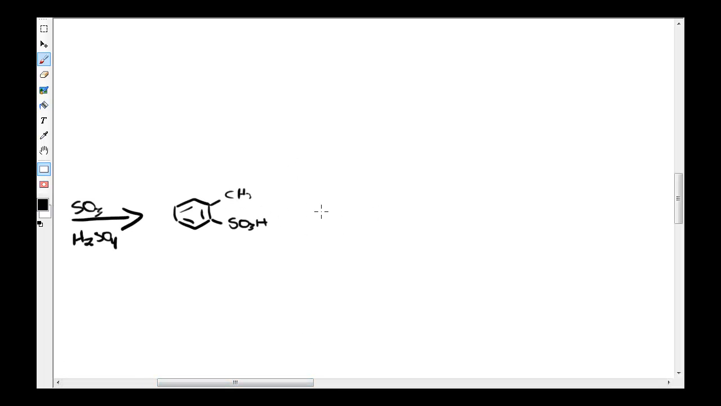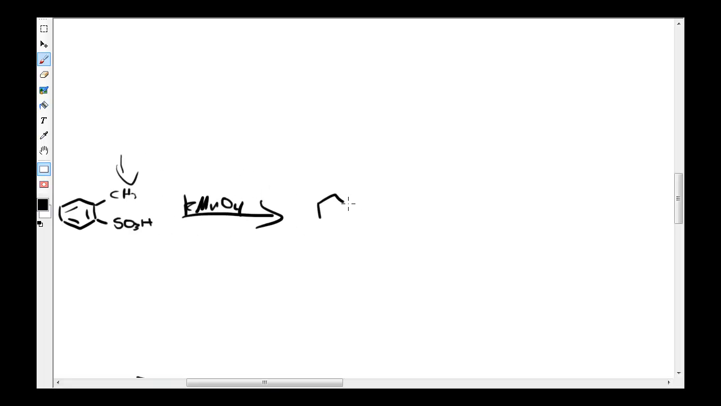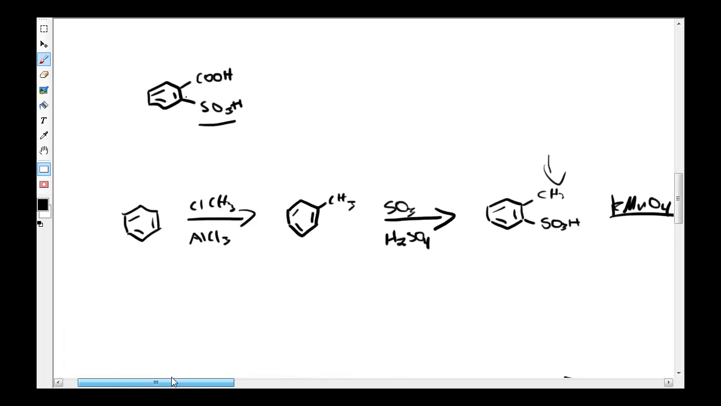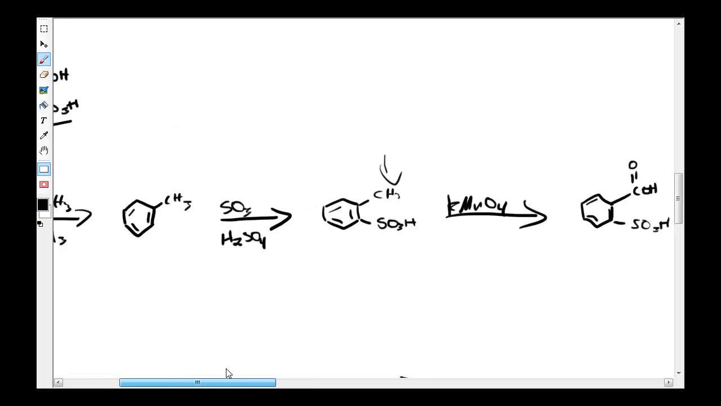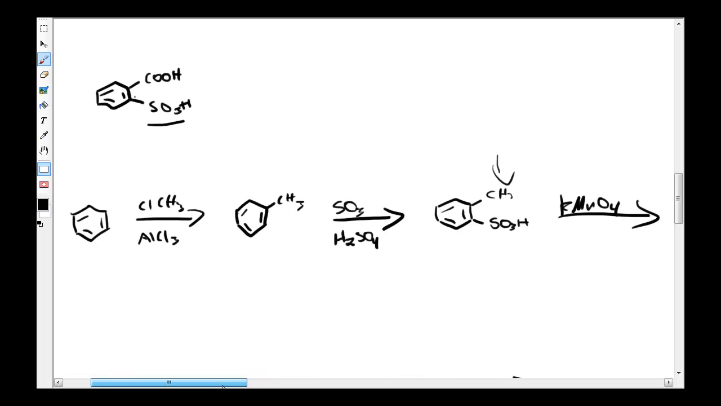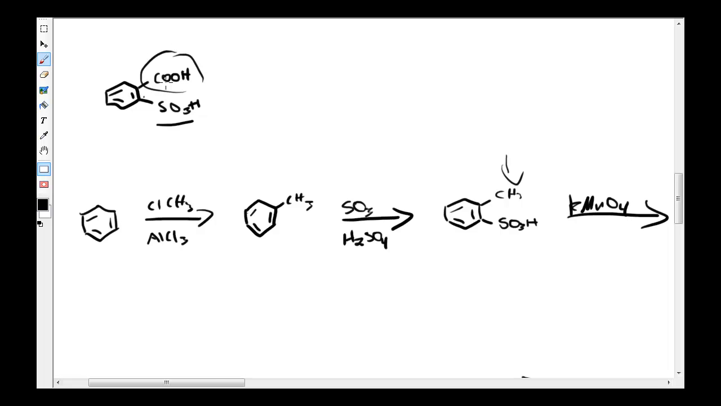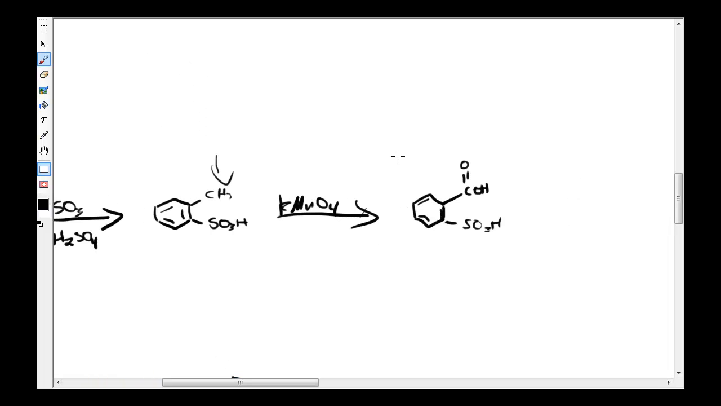Now, by the addition of potassium permanganate, KMnO4, it will oxidize this methyl and will give us our carboxylic acid. And we look back at what we were supposed to synthesize, and I think we hit the nail on the head. Or if you didn't know, which I hope you did by now, this is the same thing as this.